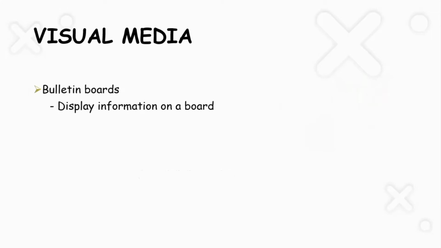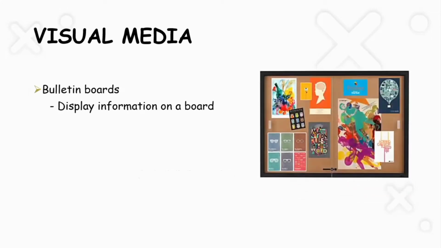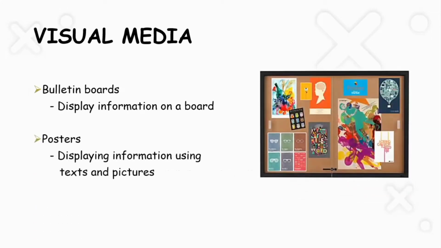The second type is visual media. So in visual media, there are two subtypes. The first subtype is bulletin boards, a form to display information on the board. And the second subtype is posters, a form of displaying information using text and pictures.